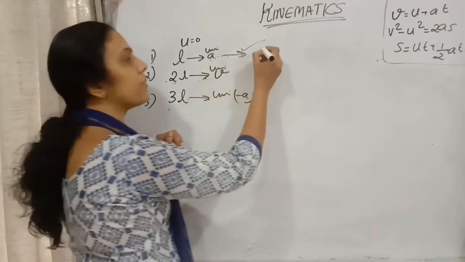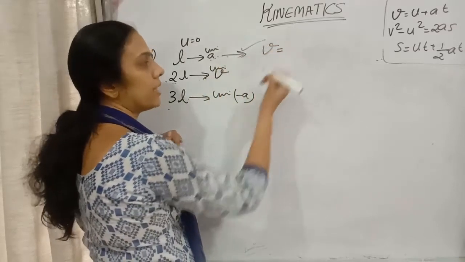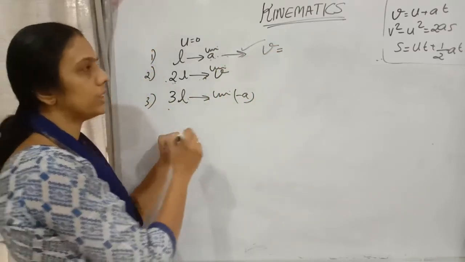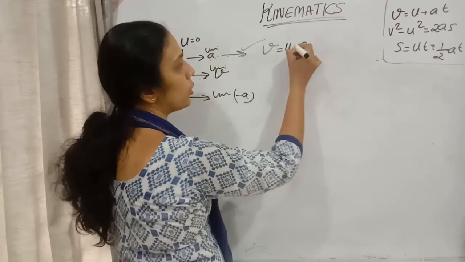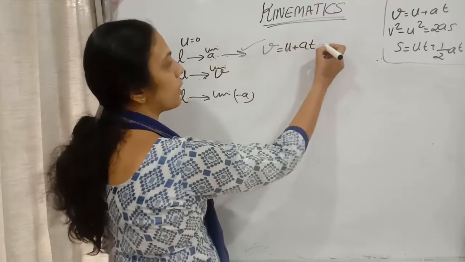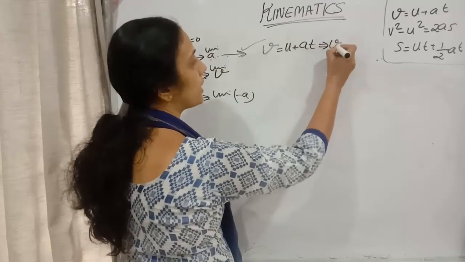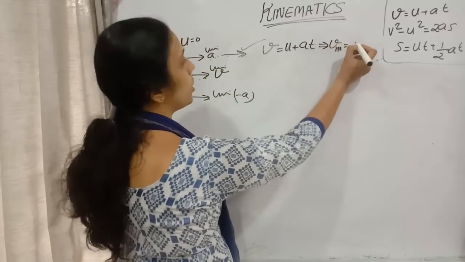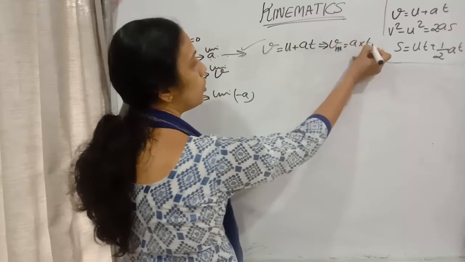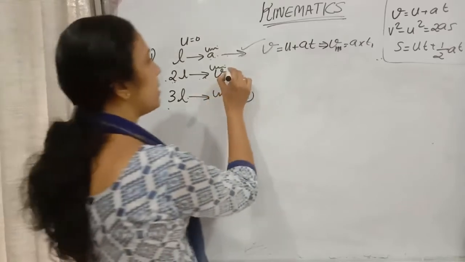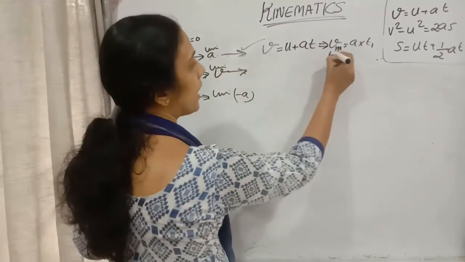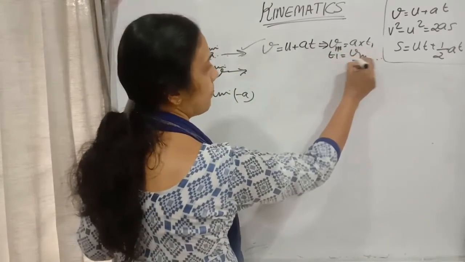So what is the final velocity we obtain over there? That will be the maximum velocity. How can we find the maximum velocity? Final velocity V is equal to U plus AT. Initial velocity is 0, therefore maximum velocity Vm equals acceleration A into T1. I am taking the time as T1 in the first position, so T1 equals Vm by A.